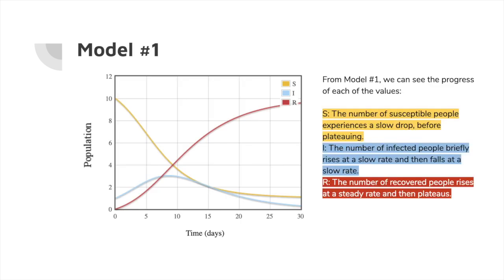So the number of susceptible people slowly drops and then plateaus. The number of infected people briefly rises and then falls. And the number of recovered people rises at a steady rate and then plateaus.